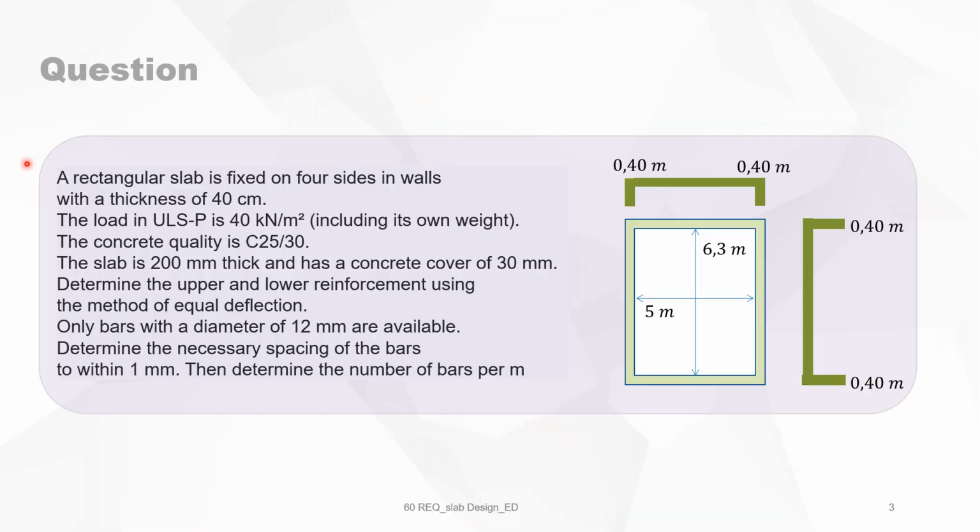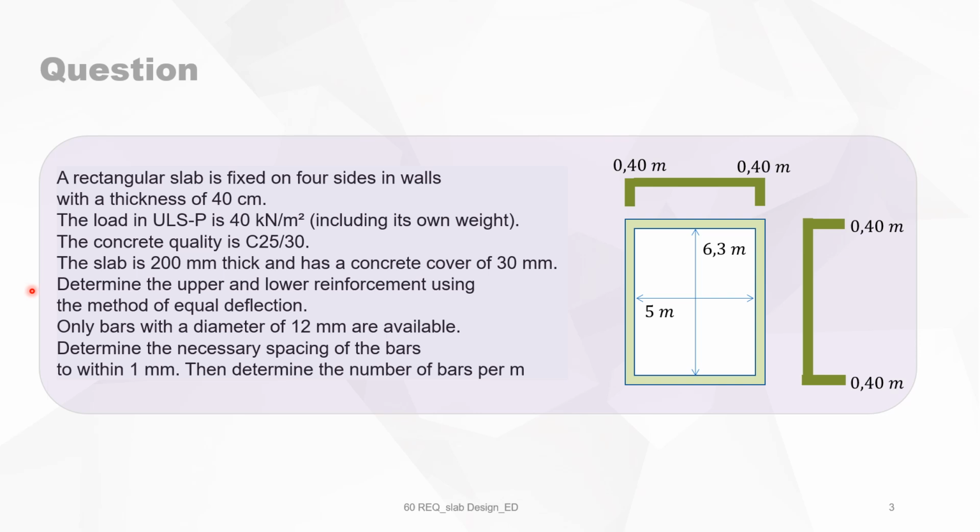A rectangular slab is fixed on 4 sides in walls with a thickness of 40 centimeters. The ultimate limit state persistent load is 40 kilonewton per square meter, including its own weight. Concrete quality is C25/30. The slab is 200 millimeters thick and has a concrete cover of 30 millimeters.